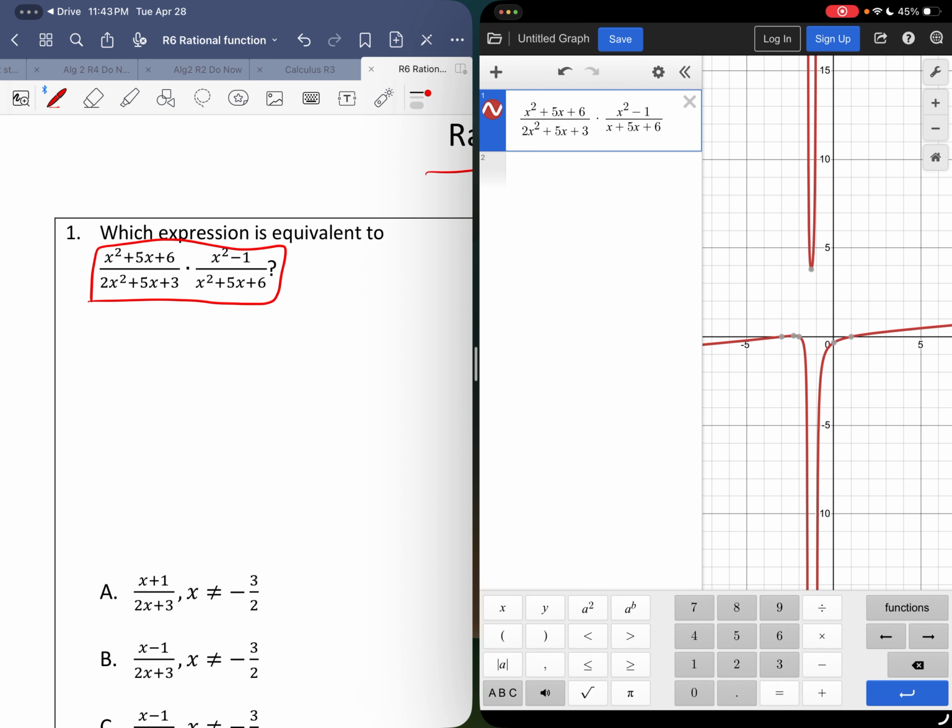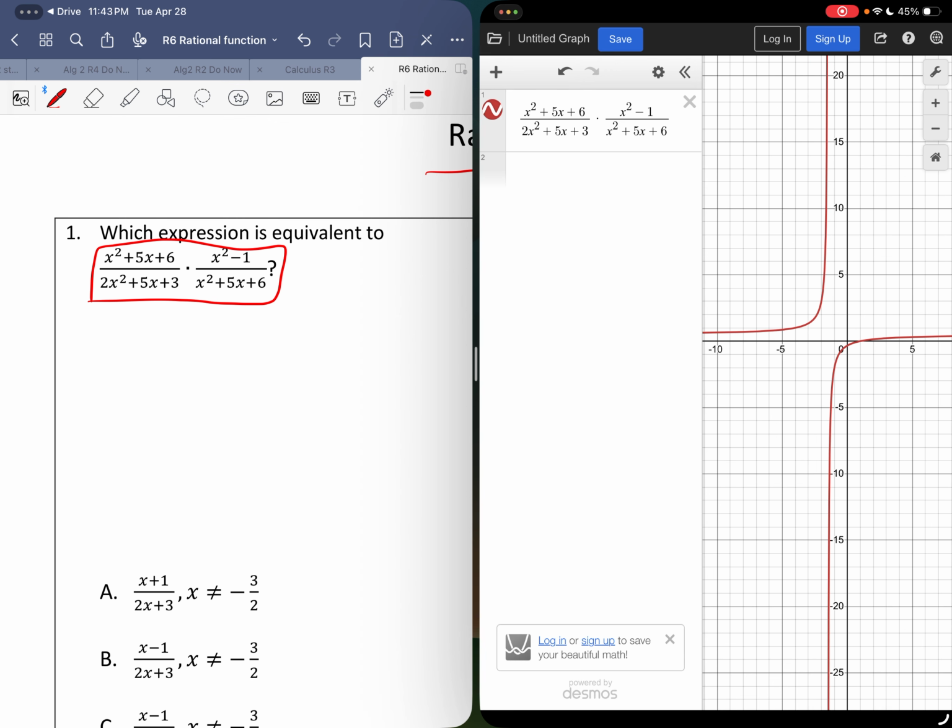Yes, I did. Do you see this x? That should be x squared. So let me change it to x squared. Okay, so this one looks a little bit better. So we have this graph.